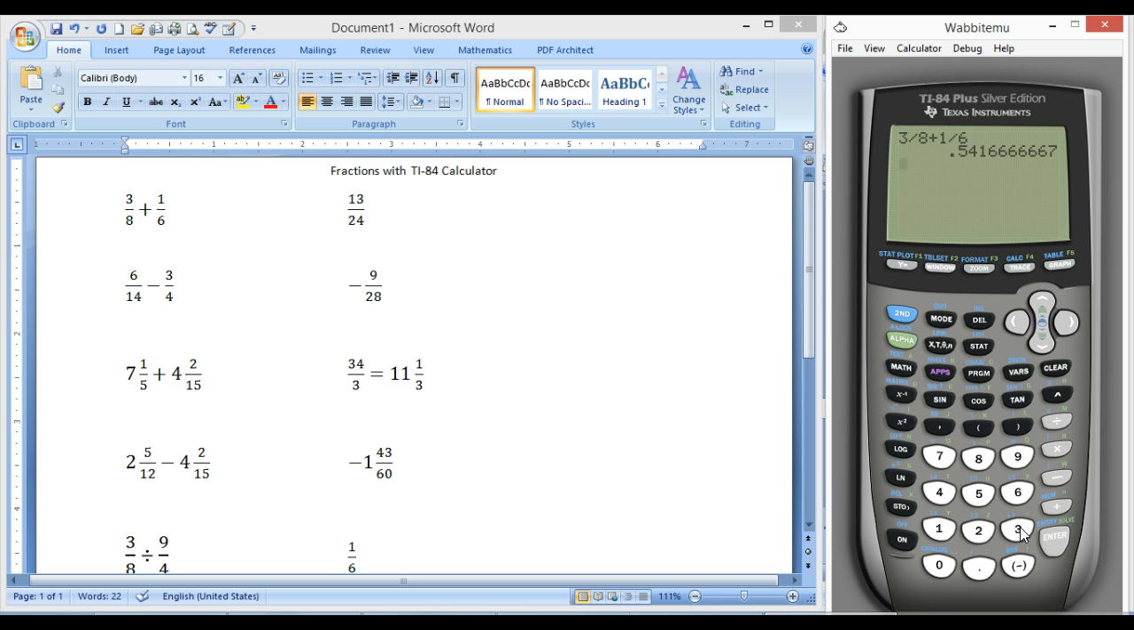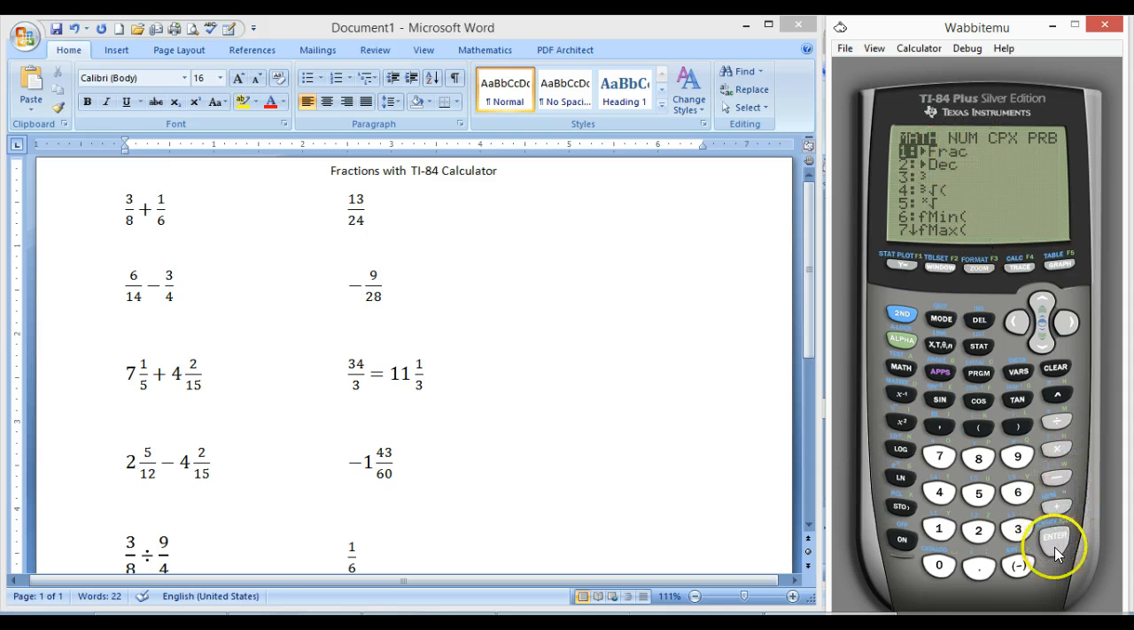If I want to change this back to a fraction, we come up here and use the math button. There's all of these different options and I use my up and down arrow to choose which one I want. The one I want is this little arrow button. It means going to fraction.